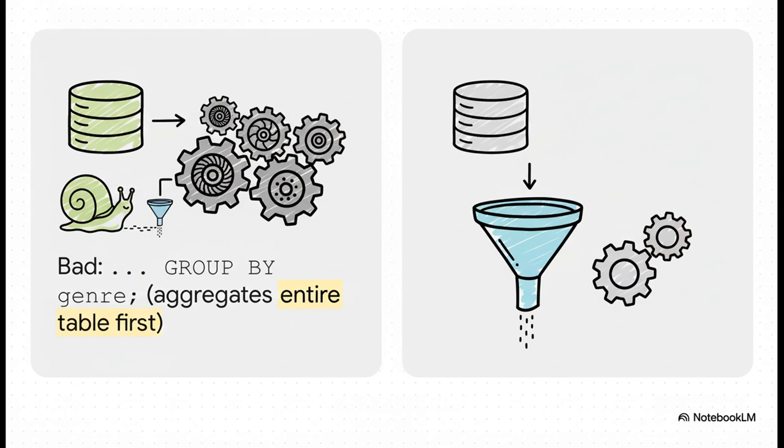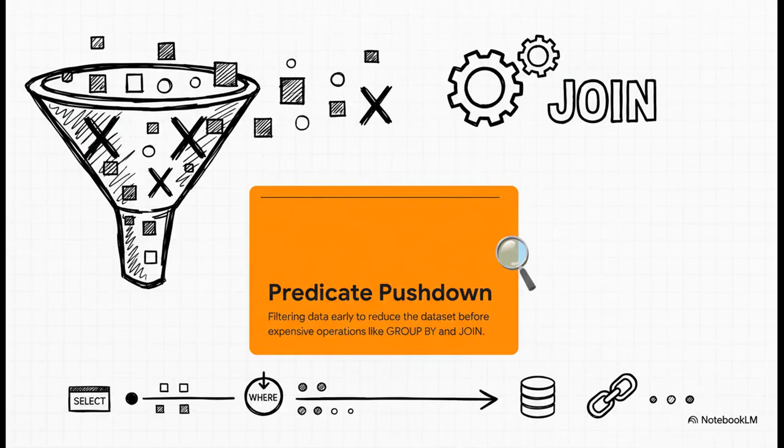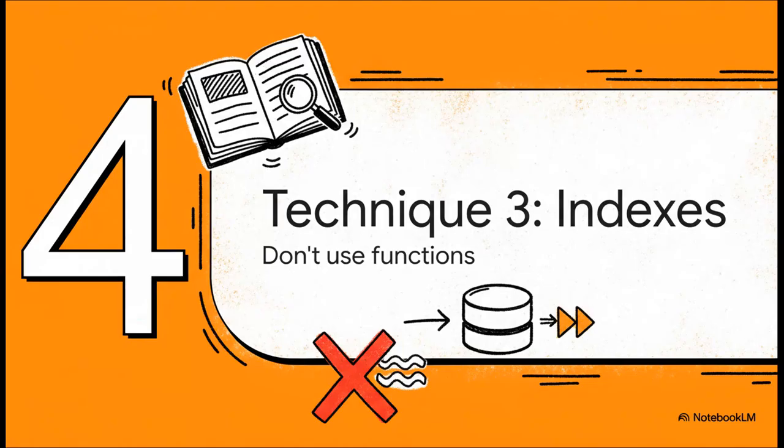But on the right, we do it the smart way. We filter for just the history books first, and then we do our calculation on that much smaller set of data. Now there's a cool technical term for this, predicate pushdown. It sounds kind of fancy, but all it really means is you push your where clause, your filter, as early into the query as possible. This lets the database engine just throw away all the rows it doesn't need before it gets to the really expensive parts. All right, technique number 3.